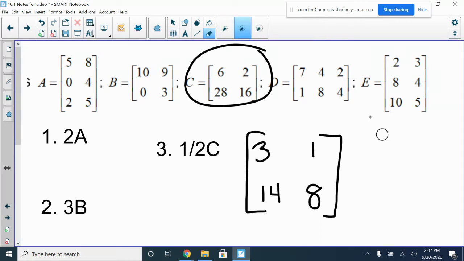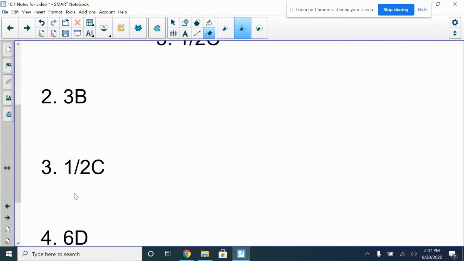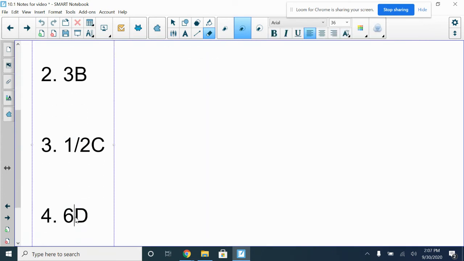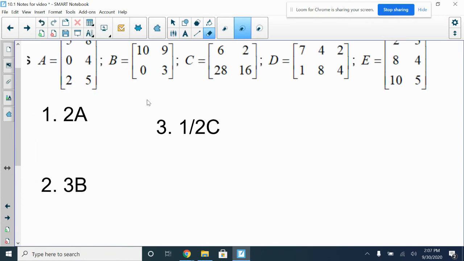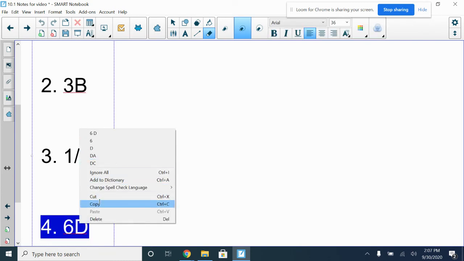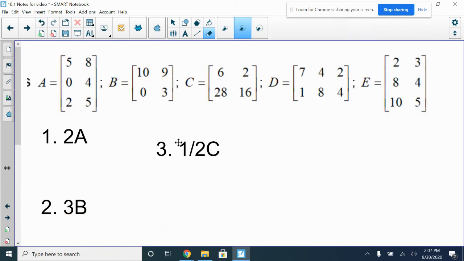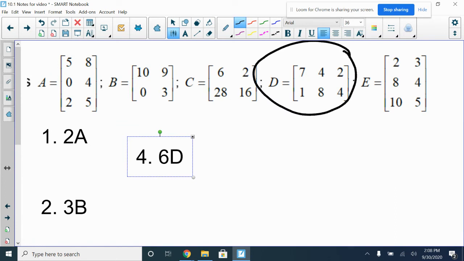All right. And I'm going to do one more example problem. So then I have 6 times D. So we have D, and we're going to multiply it by a scalar of 6. So let's go ahead. We're going to copy that, move it up here so we can do it. So let's delete the 3. Delete 3. And we're going to paste, and we're going to work on 4. So we have matrix D, and we want to multiply it by a scalar of 6.